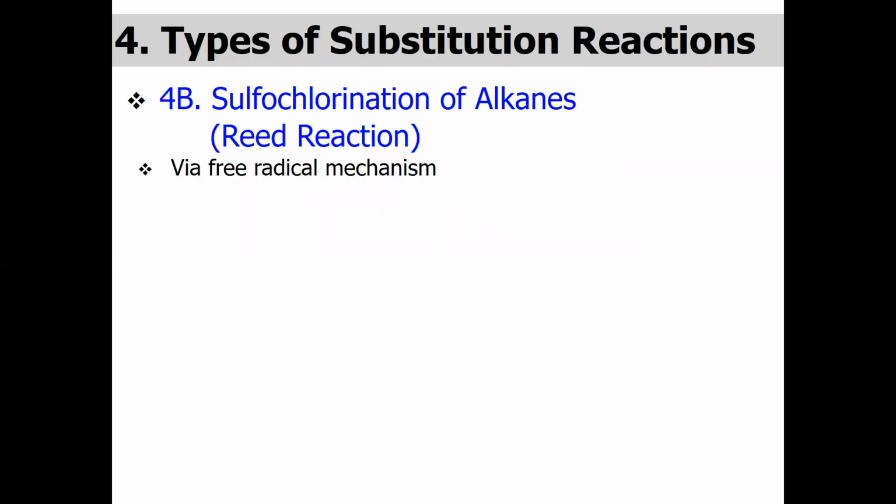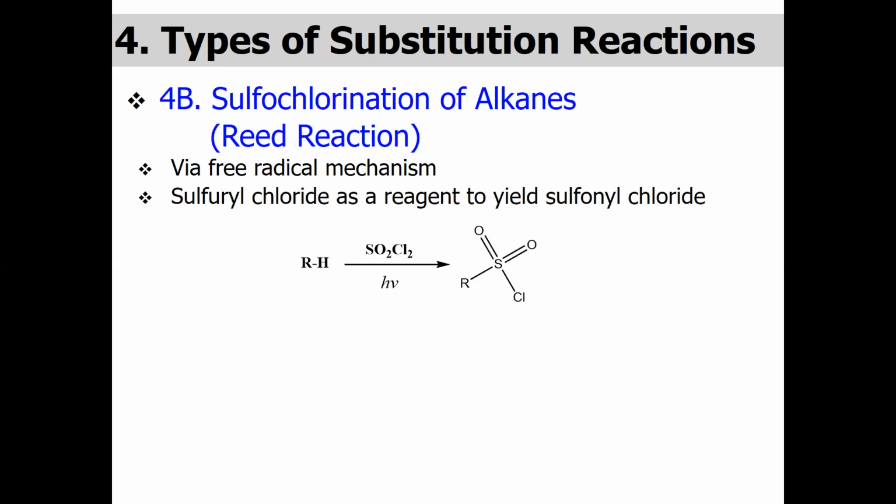This reaction is also known as the Reed reaction, and just like the halogenation of alkanes, it proceeds via the free radical mechanism. Generally we use sulfuryl chloride as a reagent to yield the sulfonyl chloride. This product is known as sulfonyl chloride. Now you can see here we have any alkane or hydrocarbon. When we treat it with sulfuryl chloride, we have RSO2Cl.